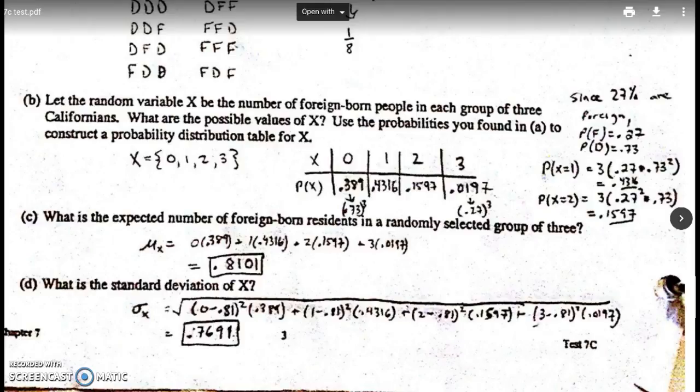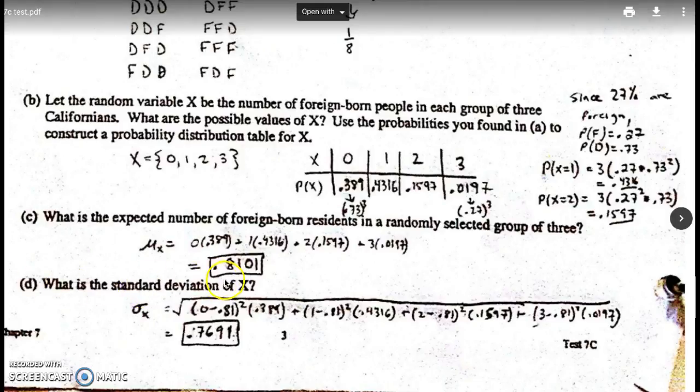Okay, we're picking up on the Chapter 7 test version C with question 10, part C, which says, what is the expected number of foreign-born residents in a randomly selected group of 3? The expected value is each event times its probability: 0 times 0.389, plus 1 times 0.4316, plus 2 times 0.1597, plus 3 times 0.0197. You put that in your calculator, you're going to get 0.8101.